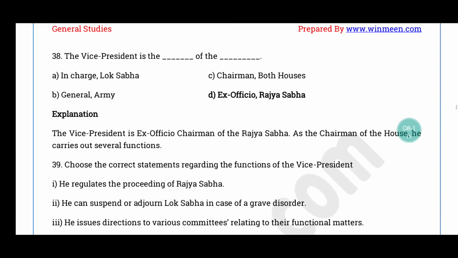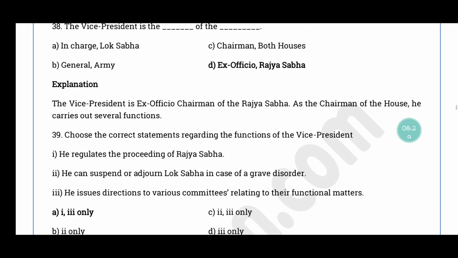Question number 38. The vice president is the... correct answer is option D, ex officio of the Rajya Sabha. Vice president he is the ex officio chairman of the Rajya Sabha ன்னு சொல்லலாம். As the chairman of house, he can carry out several functions.